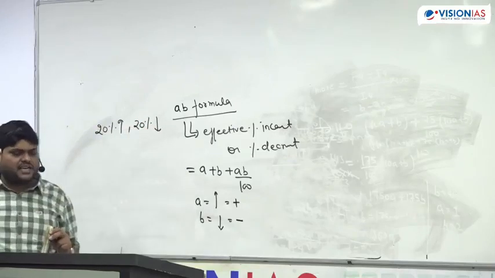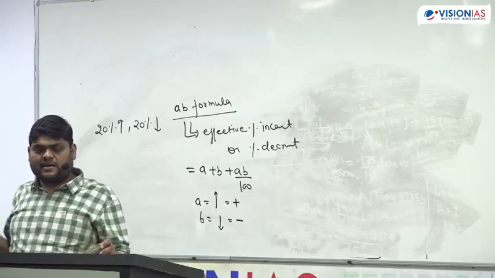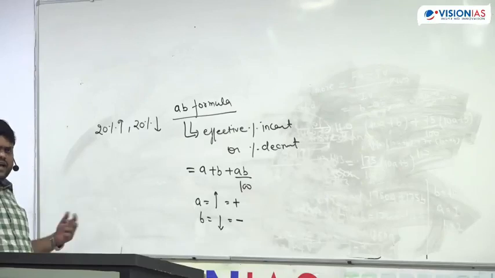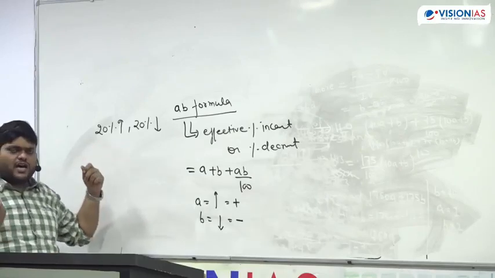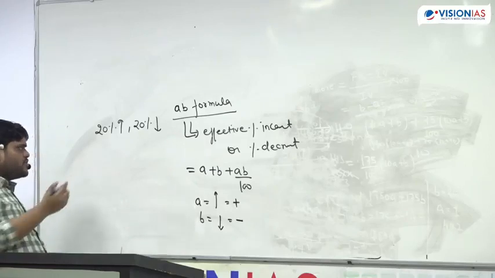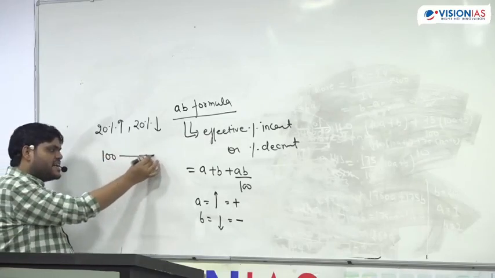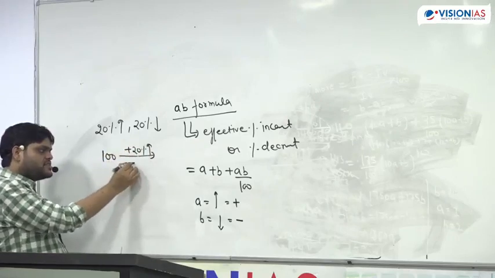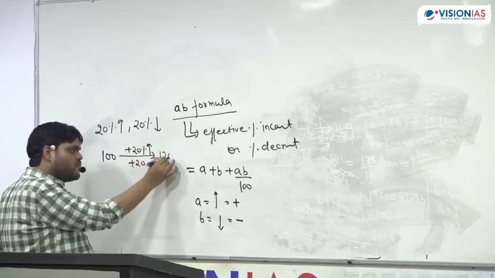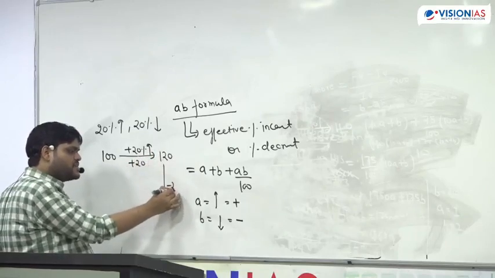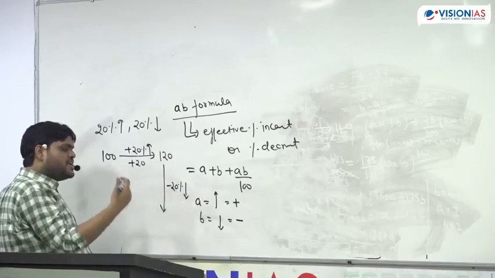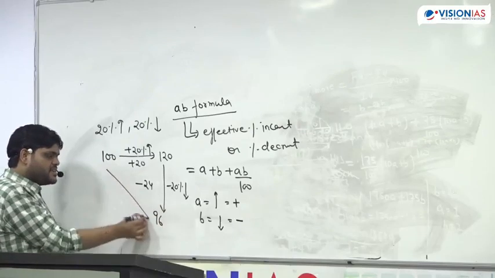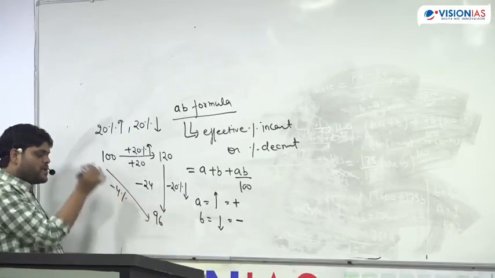If a number is increased by 20%, then decreased by 20%, what will happen to the number? We have to find out the effective change. I told you one way. First, we take the number as 100. After a 20% increment, 20% of this number is 20, so it becomes 120. Then a 20% decrement: 20% of 120 is 24, so it becomes 96. That means there is a 4% decrement.